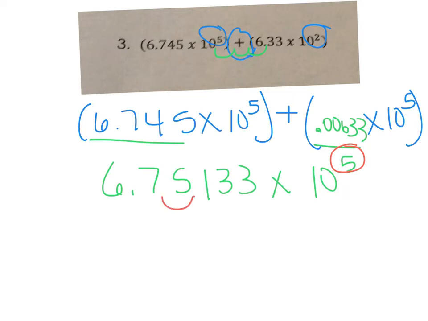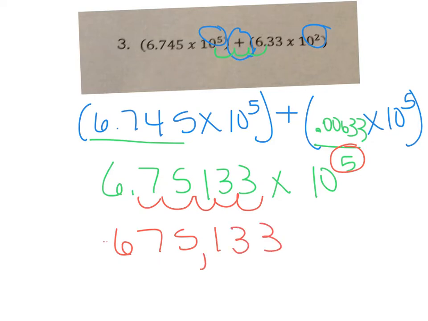1, 2, 3, 4, 5. So my standard answer, let's try that again, is 6.75133. I need to put a comma. Some of you, when you're writing your commas, they look like decimals. Please make sure you make your decimals and your commas clear.